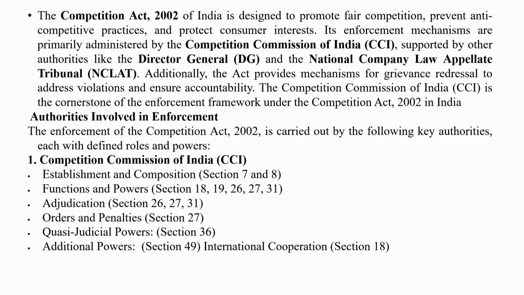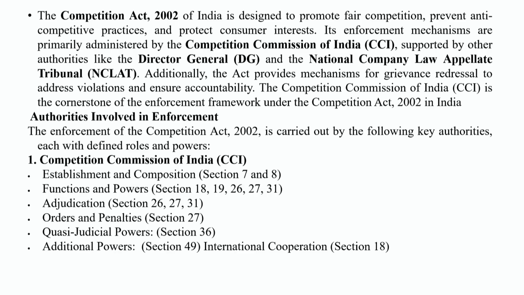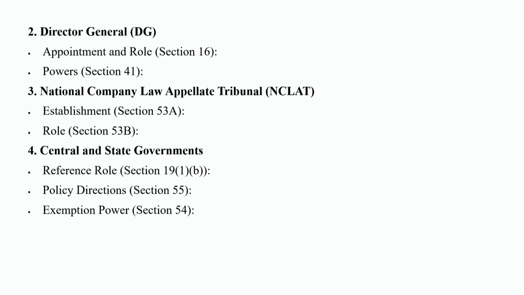Then we will discuss them by category. But what you have to focus on is, what are the authorities? Now the simple question is, what are the authorities under the Competition Act? So the first authority is the CCI, Competition Commission of India. The second authority under this Act is the Director General.